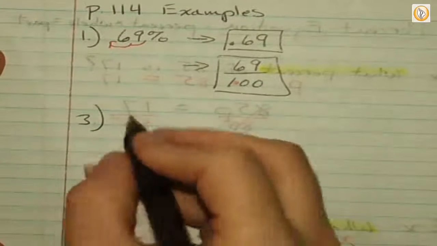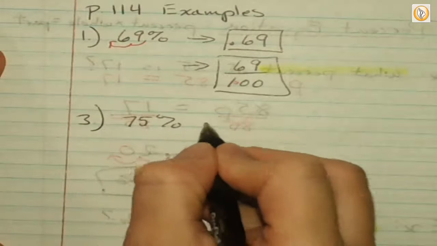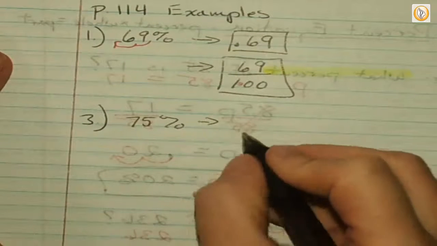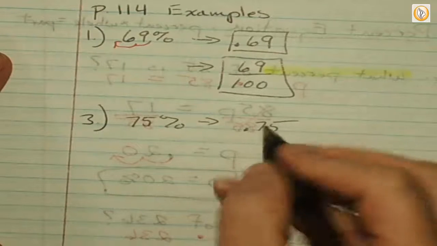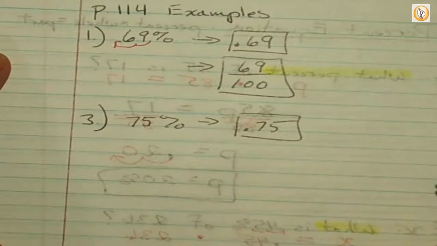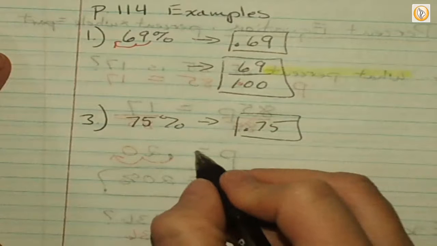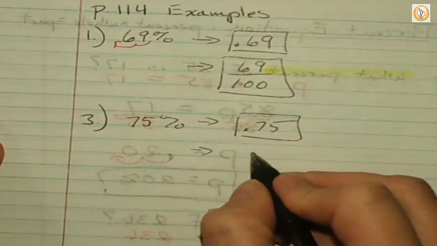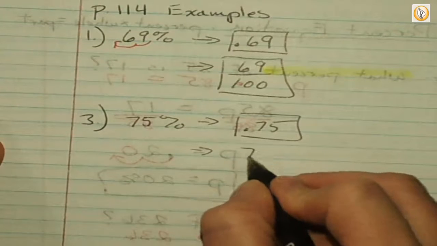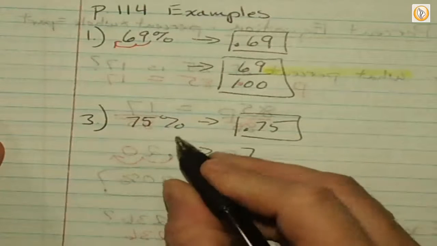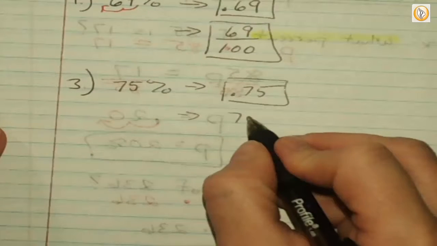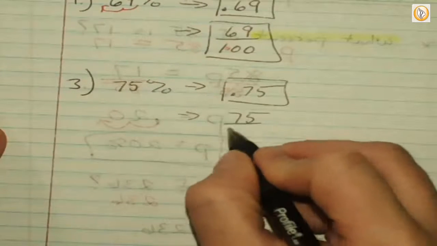All right, number 3. It's 75%. Matthew, what's the decimal? 0.75. Because we moved it over 2 places. What is the fraction, Valeria? 75%. Well, there's 75%, so how do I do it in fraction form? 75 over 100. Very good.